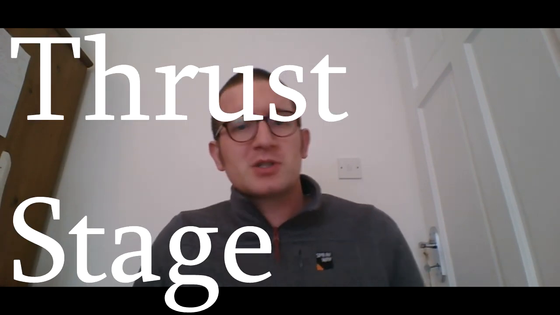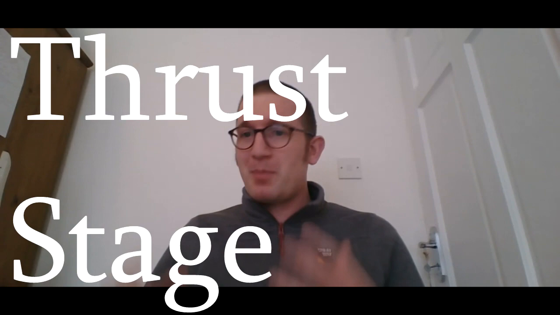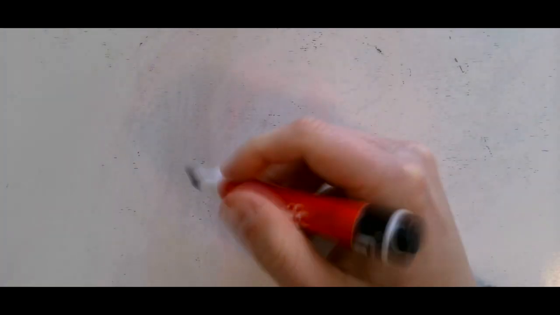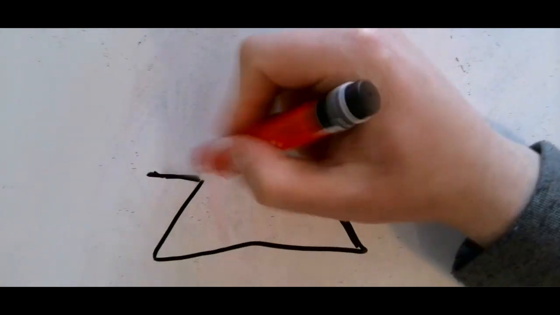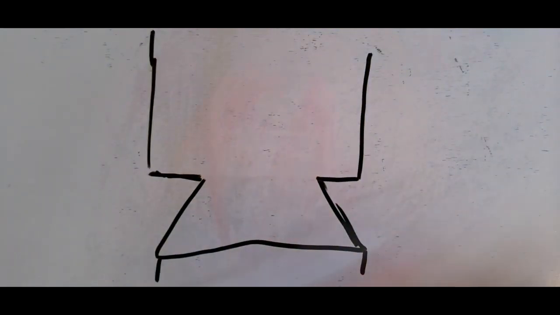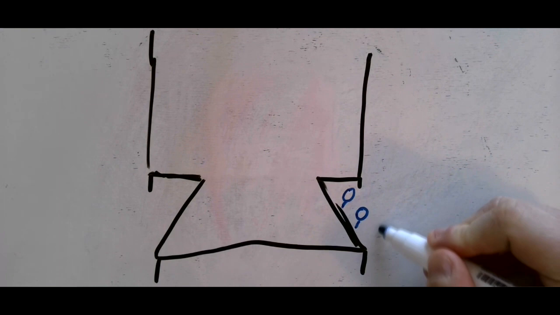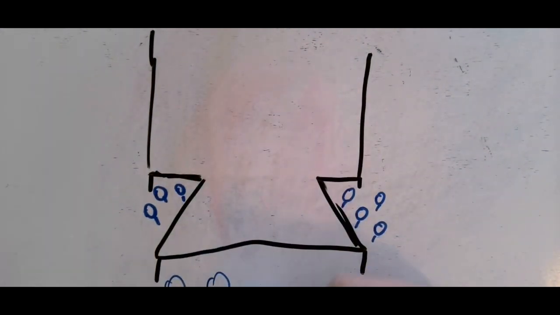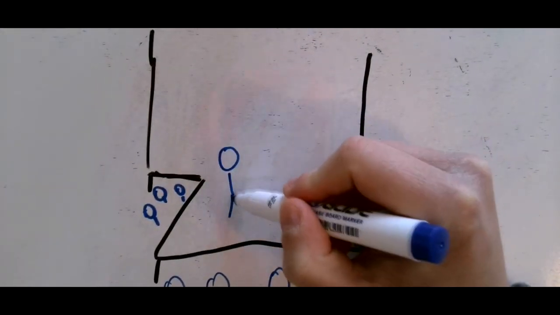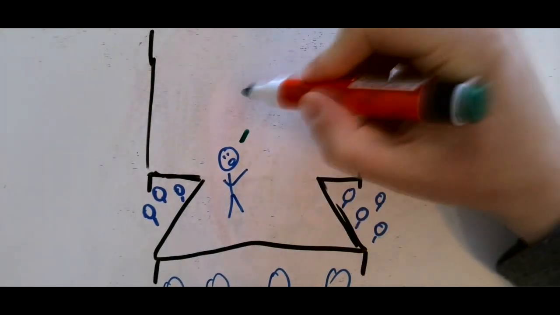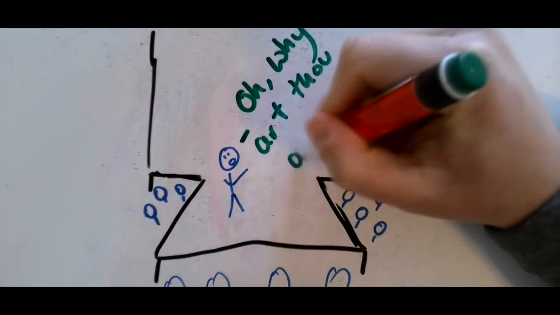Then we move on to something called a thrust stage. A thrust stage is pretty much exactly what it sounds like, where part of the stage is thrust into the audience, with a section of the stage poking into the audience's area. There is still a playing space that's not in the audience as well, so it often looks like a T-shaped staging area.